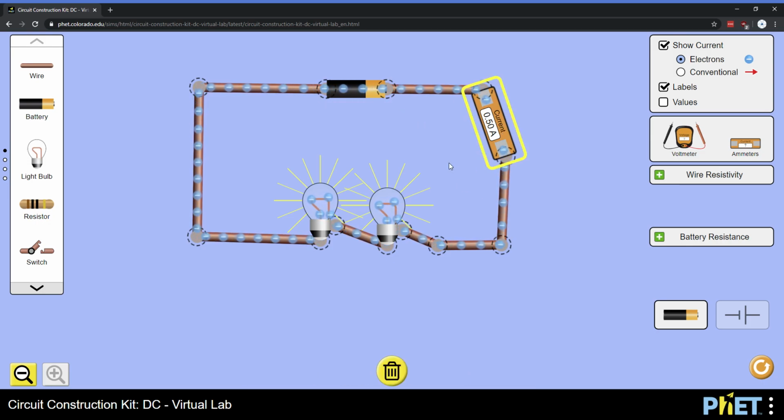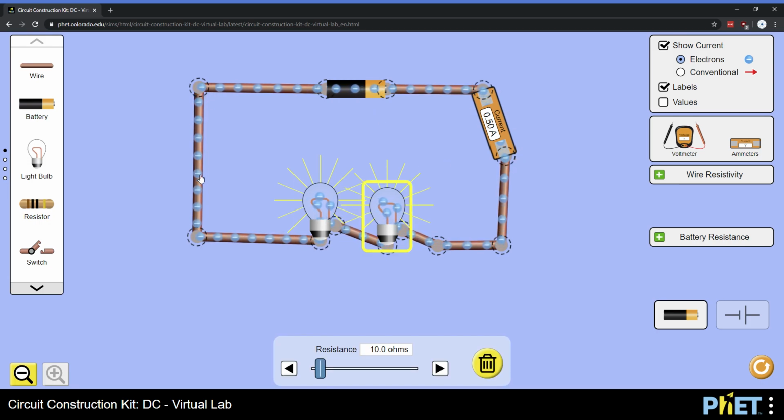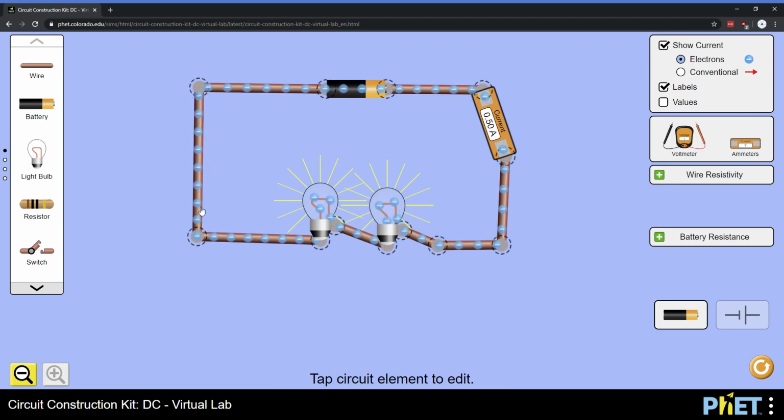The current's gone down to half an amp, so now these guys are resisting that flow of current, they're slowing it down. These electrons have got more obstacles to get through, so it's actually harder for them to flow through here, and they've got to flow through another one. It's not easy to get through both, is it? Okay, so that's our series circuit with an ammeter.